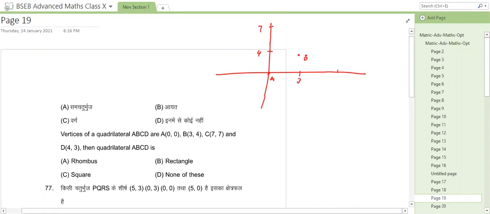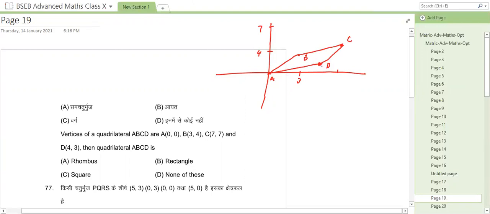C is (7, 7). Let's call that C. And D is (4, 3). So D is somewhere around here. Let's just join these up. Then the quadrilateral ABCD, what is ABCD?